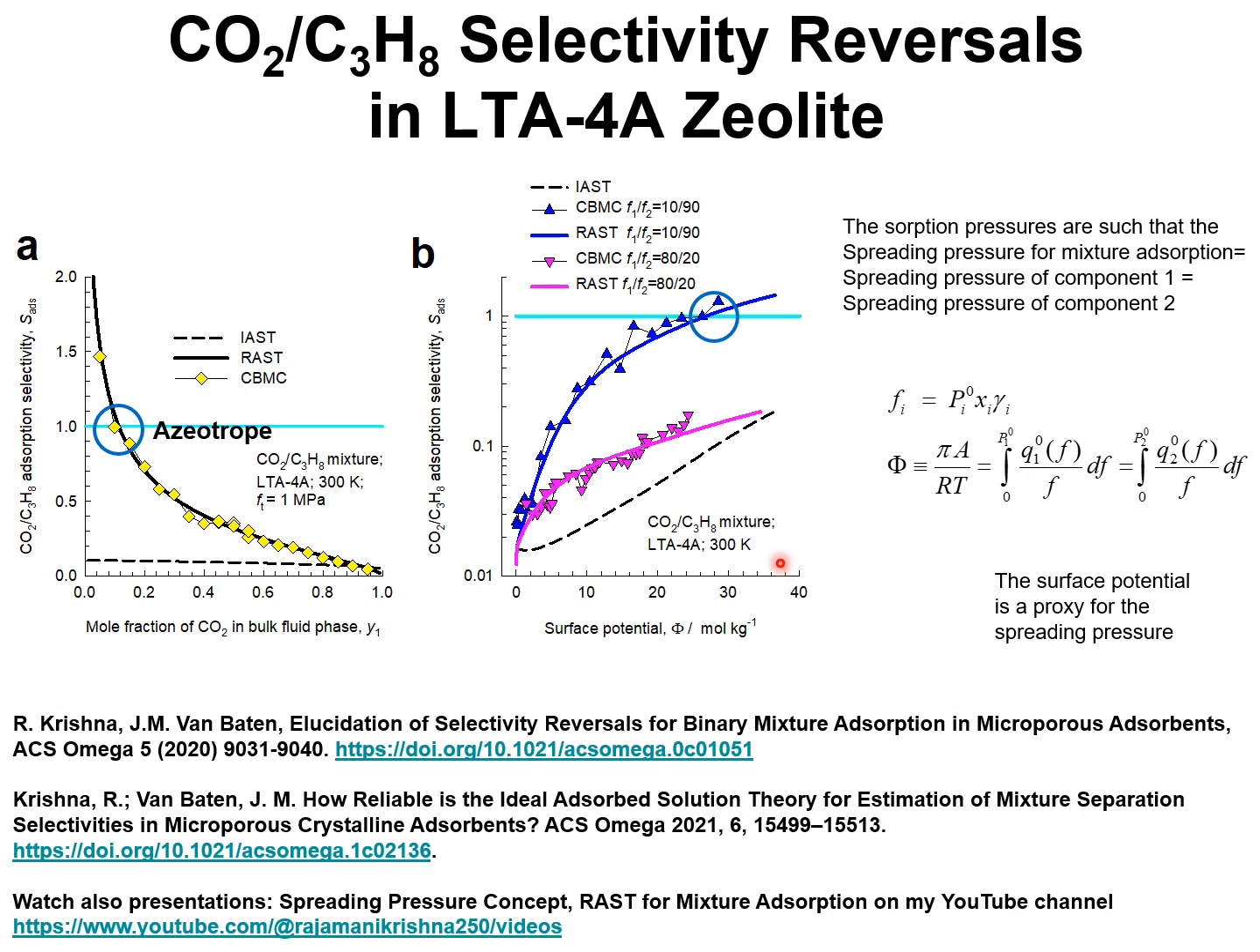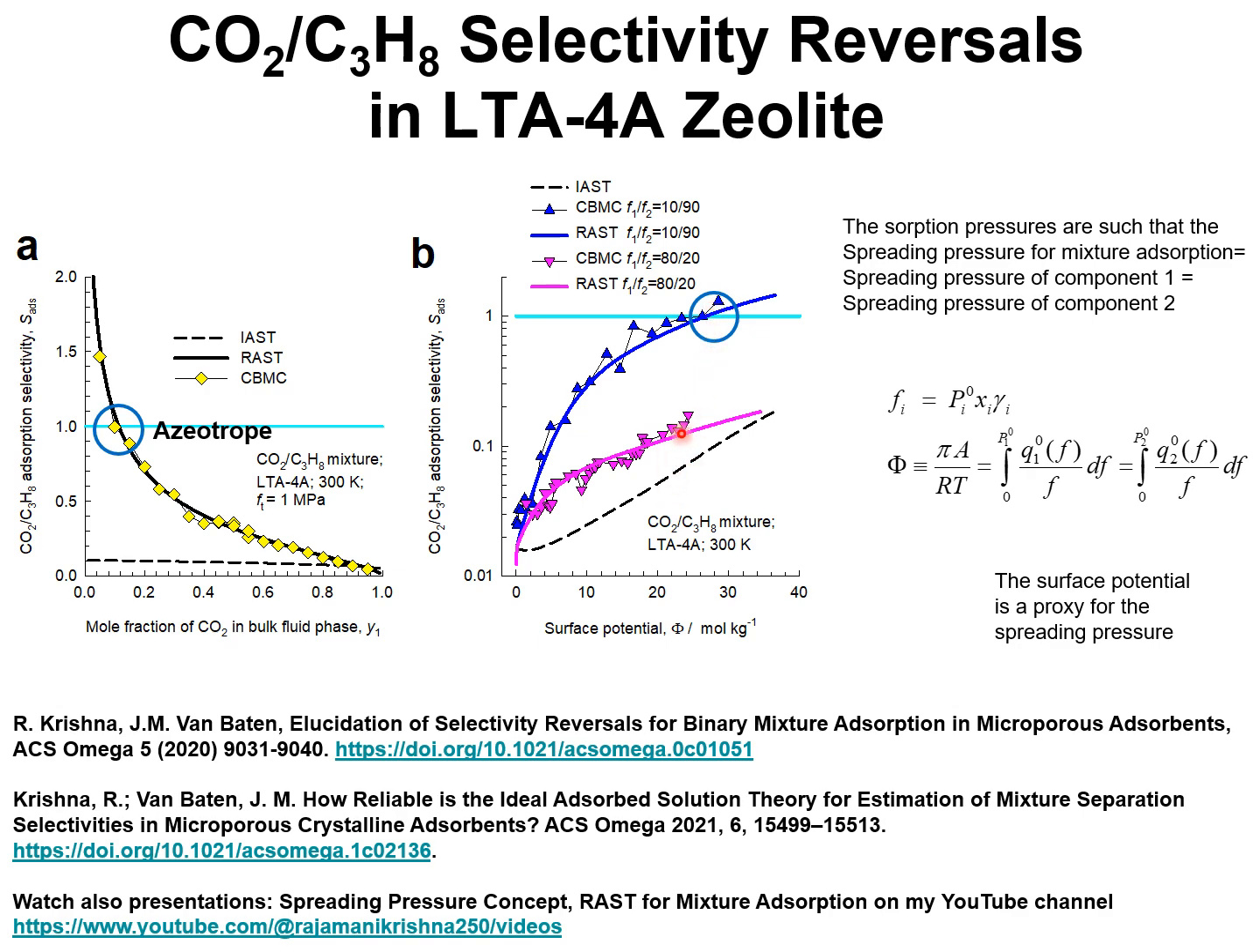If the mixture were to behave ideally, the adsorption selectivity of CO2 with respect to propane would show a unique dependence on the surface potential that is a proxy for the spreading pressure. And this IAST prediction is indicated by the dashed line. In reality, we have strong deviations from the estimates of the IAST. Indeed, for 1090 mixtures, we have selectivity reversals at this surface potential value of, say, 28 moles per kilogram.